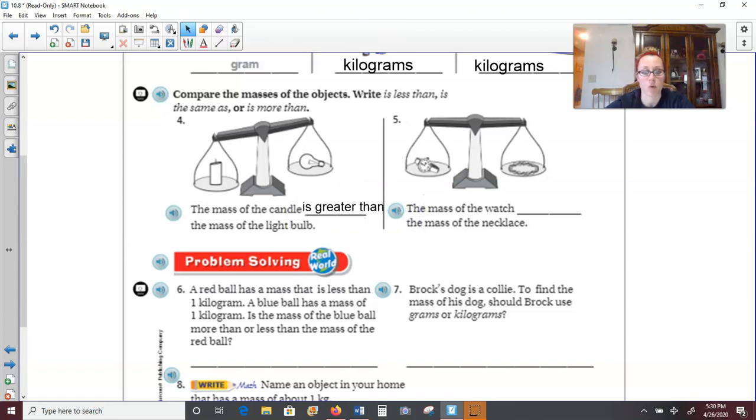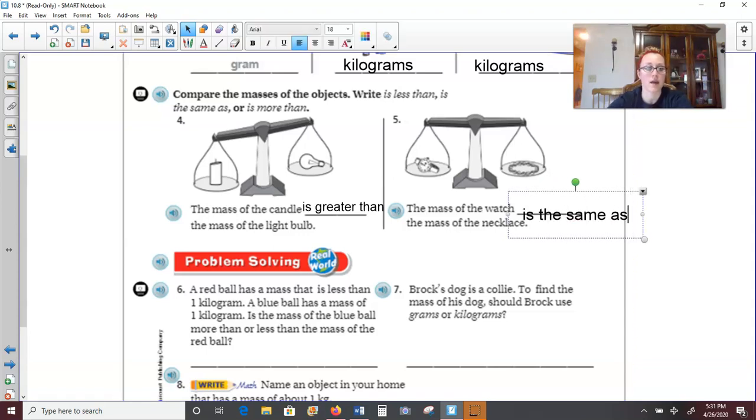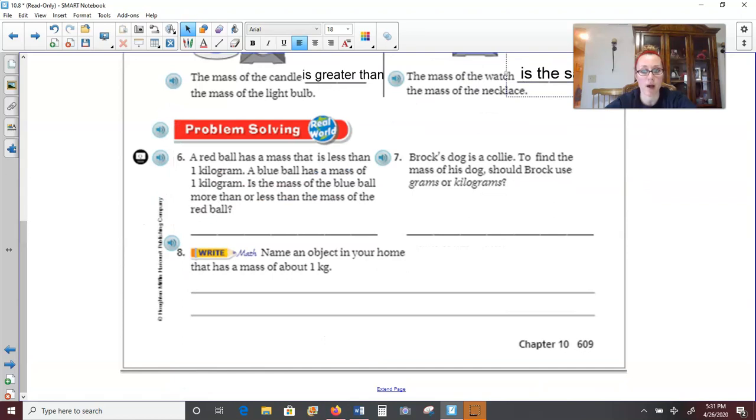It weighs more. And when we look at number 5, we have a watch and a necklace. I see that the scale is leveled. It is balanced. So the mass of the watch is the same as the mass of the necklace. They are the same.